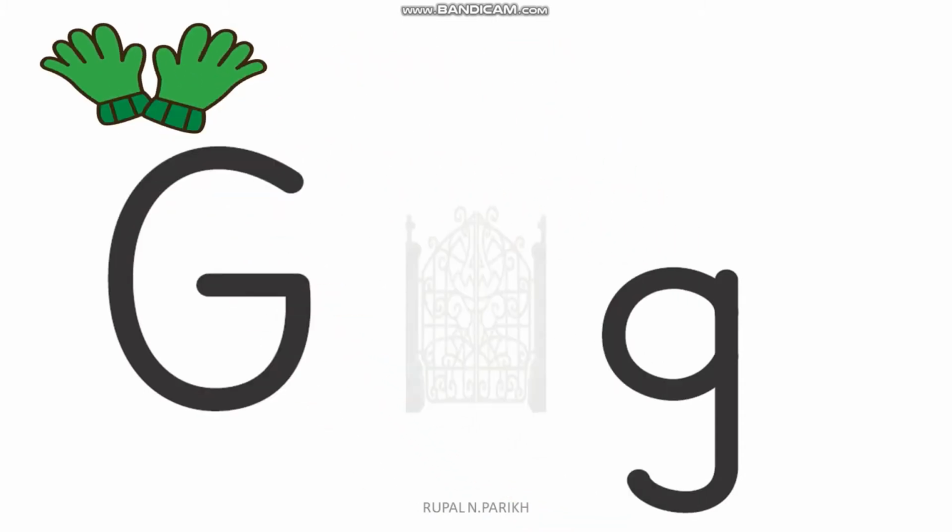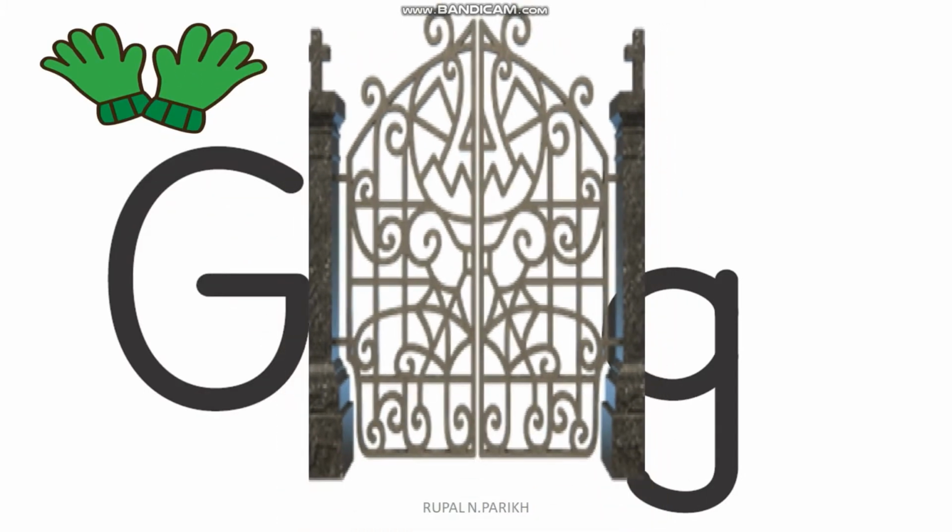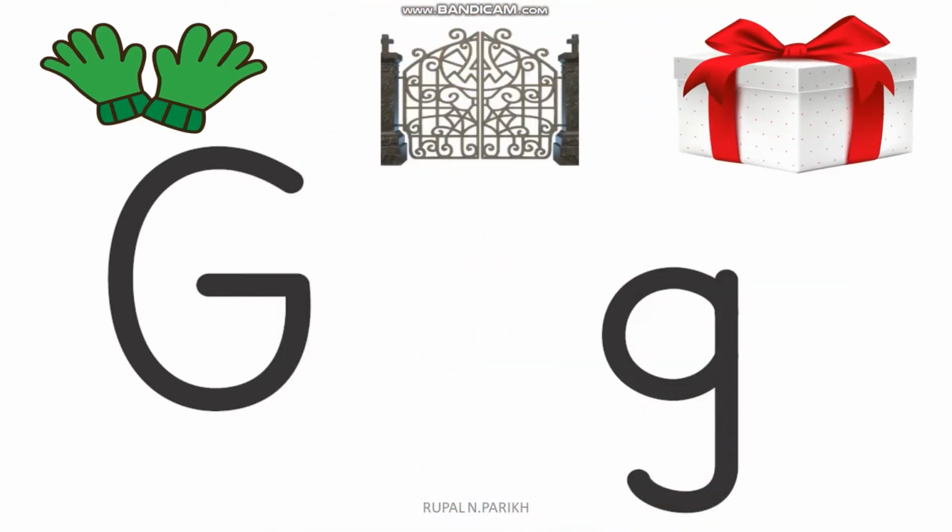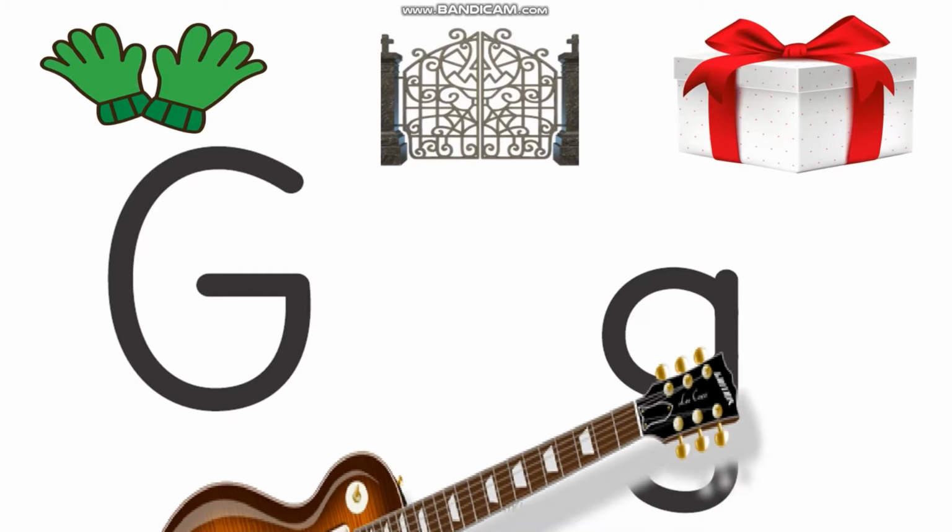Capital G, small g, Mama G, baby G. The sound of letter G is G. G for gloves, gate, gift, guitar.